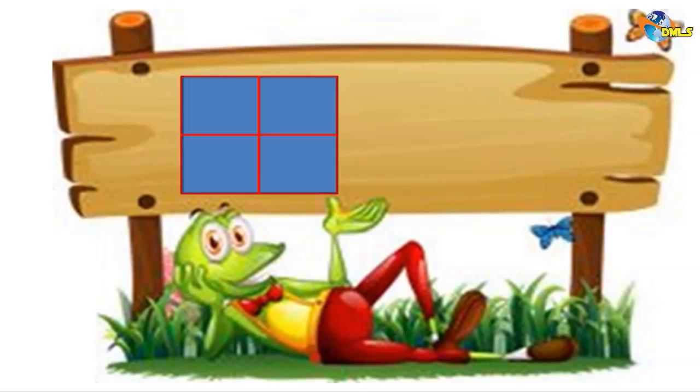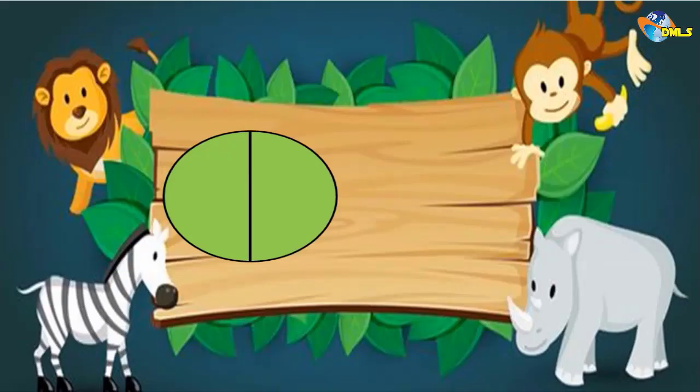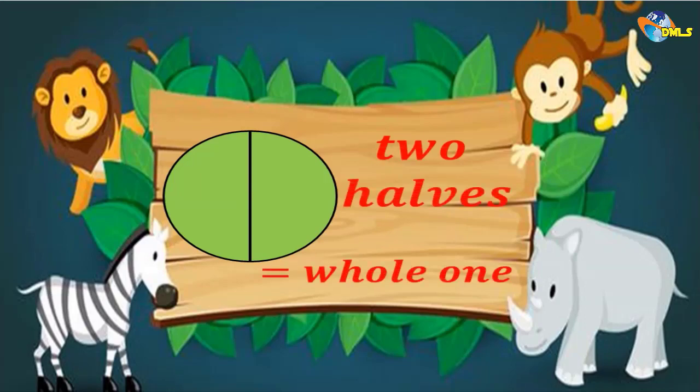Awesome. We have 4 equal parts and all parts are colored. So the fraction is 4 over 4. And 4 over 4, this means I colored the whole one. 4/4 equals whole 1. Here we have the fraction 2 over 2. And 2 over 2 equals what? Equals whole 1. Yes, 2/2 equals whole 1.